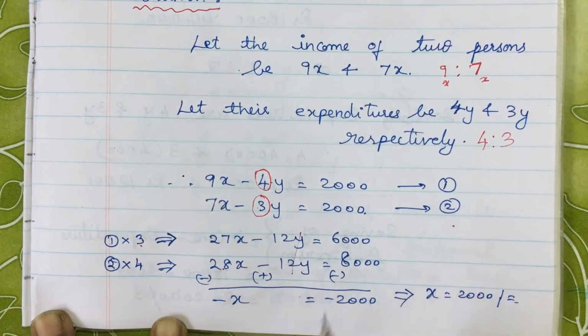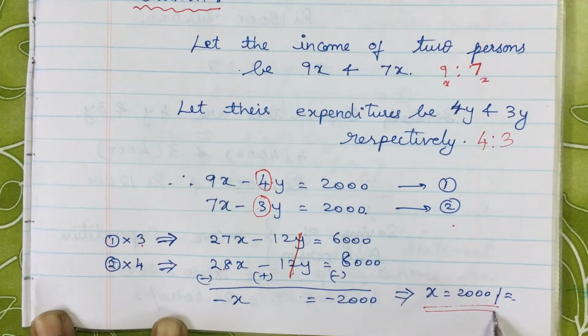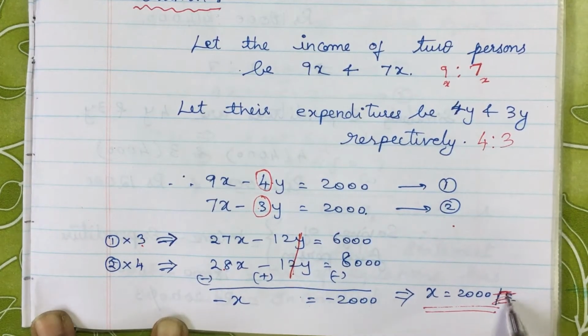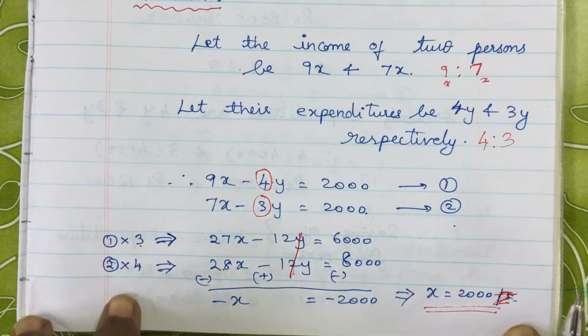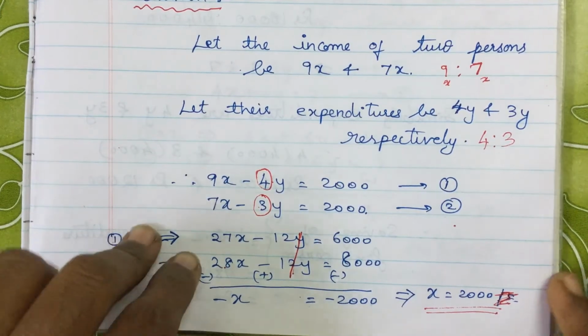So this y will get cancelled. So I am getting minus x, 27 minus 28 is minus 1, x equal to minus 2000. So what is my answer? x is equal to 2000. Not even rupees, it is just 2000, because the rupees is 9x and 7x, which are the incomes. So x is equal to 2000.